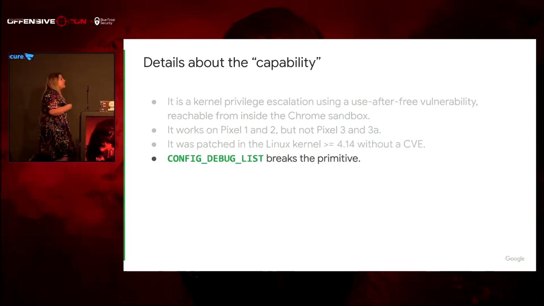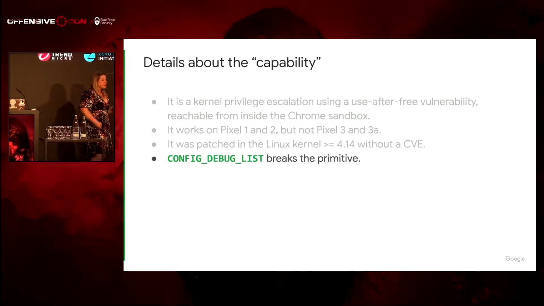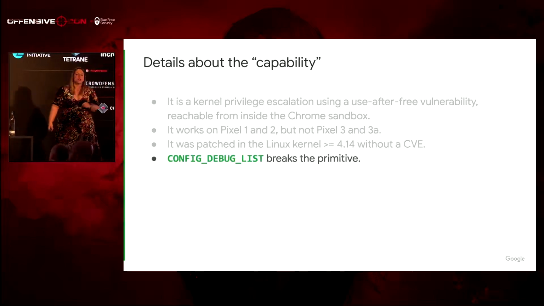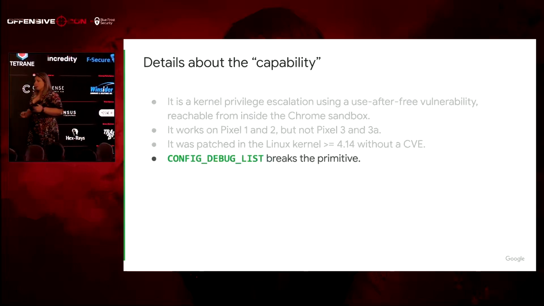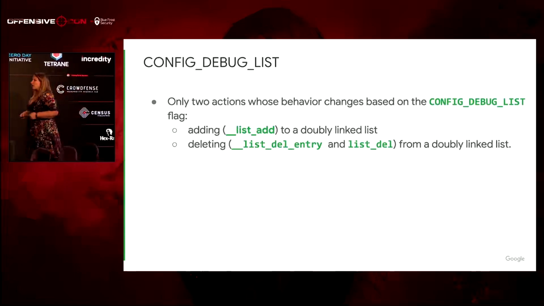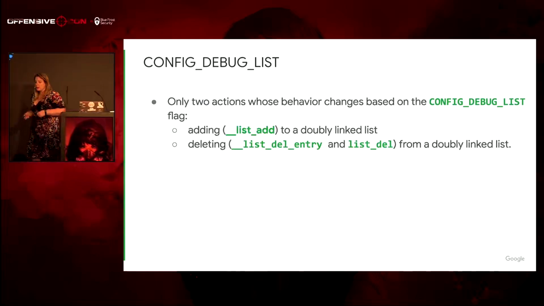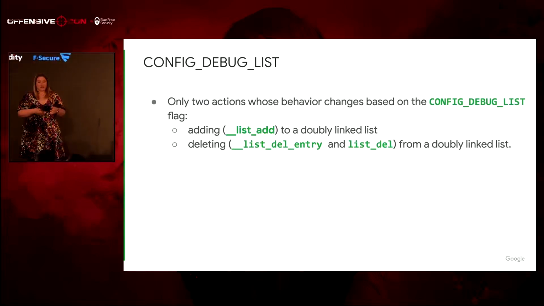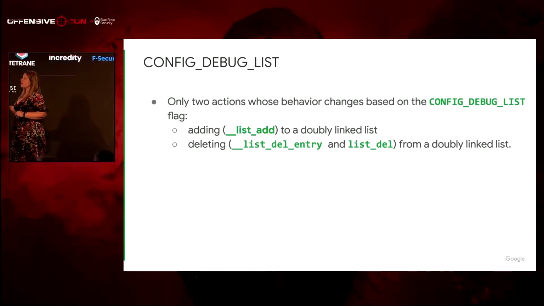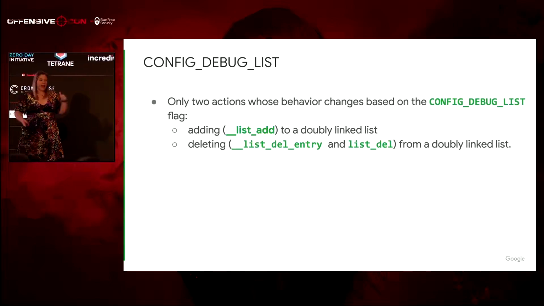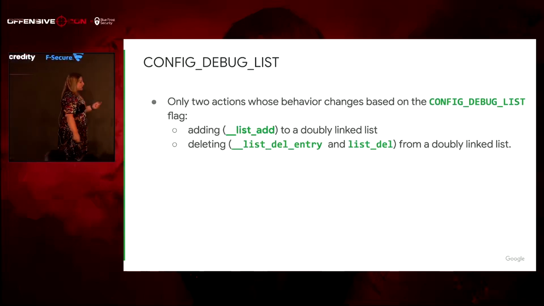So now we get into the technical details about this bug and how we begin to really think of what it is. The kernel flag option CONFIG_DEBUG_LIST breaks the primitive we're using. So next step, how does behavior change when CONFIG_DEBUG_LIST is enabled versus disabled? Thankfully, it's pretty well scoped. There's only 2 actions you can perform whose behavior would change when this flag is enabled: adding to a doubly linked list and deleting from a doubly linked list.